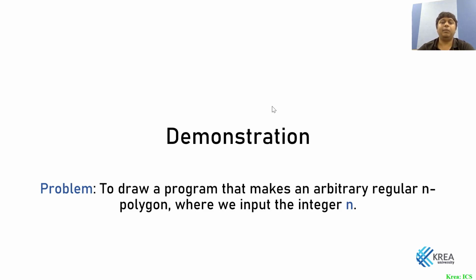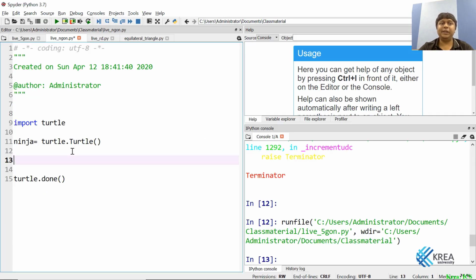promised, that we're going to be writing a program that draws an arbitrary regular n-sided polygon, where we input the integer n. So I want any integer that I can input, and it should basically be giving me a regular polygon with that input. So in this code, as you can see, we've pre-entered your initial commands of labeling the turtle, as well as the command through which it ends, turtle.done, to just make life simpler for us. But what we're going to be doing now is asking the user to input the number.